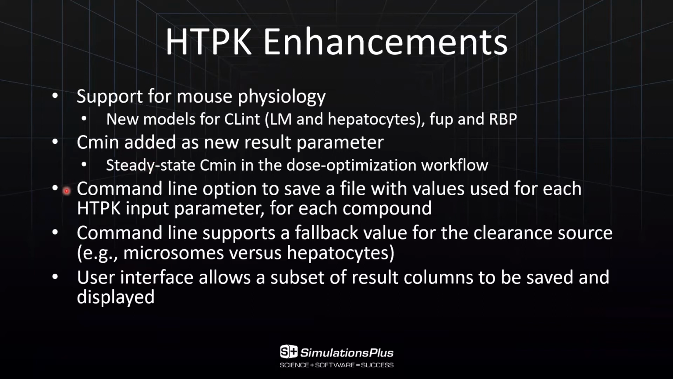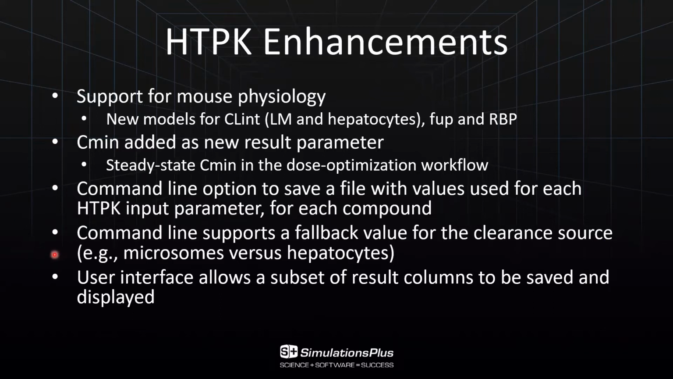There is a new command line option to save a file with values used for each HTPK input parameter for each compound. So in HTPK, you can specify, for example, that an experimental solubility should be used if available, but that in the case of missing values, the ADMET Predictor model should be used as a fallback. So this new feature makes it easier to keep track of which input parameters were actually used in the simulation for each compound and each input: solubility, permeability, clearance, and so on.